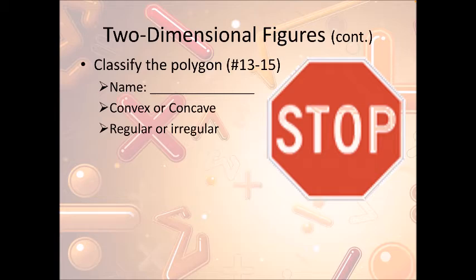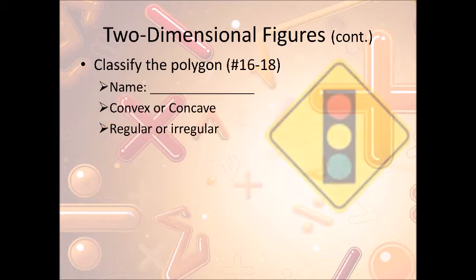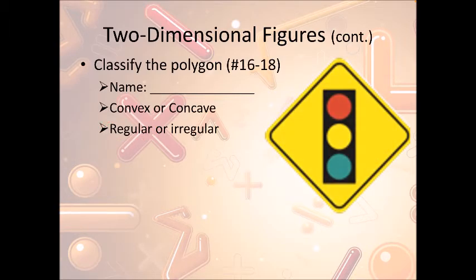Most of you know a stop sign is in the shape of an octagon. It is convex, it does not cave in anywhere, and all the sides and angles are equal. Now we don't know that for certain based on this figure, but it is designed that way, so we would consider this regular. This is a four-sided figure, therefore we would consider it a quadrilateral. It is convex, and it is also regular.